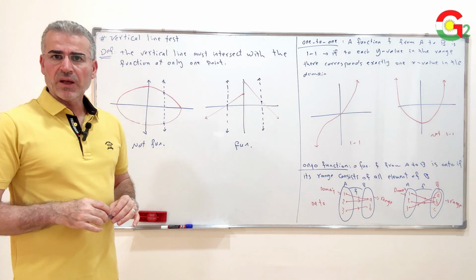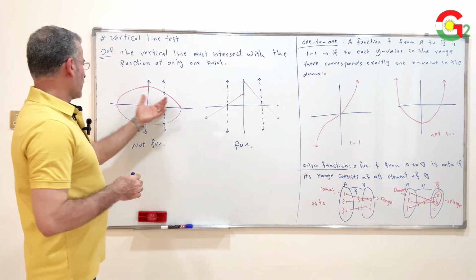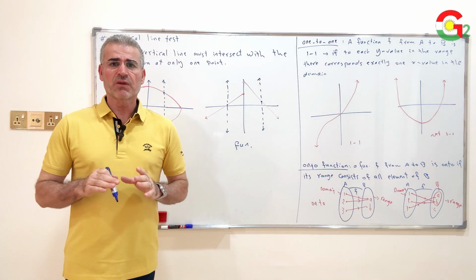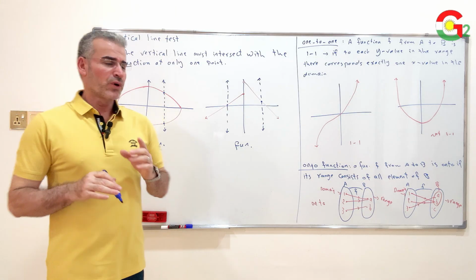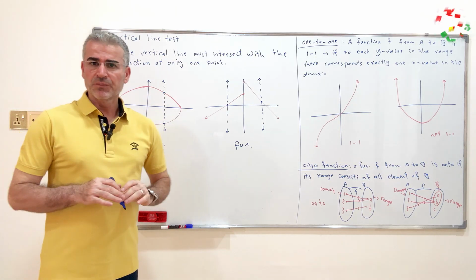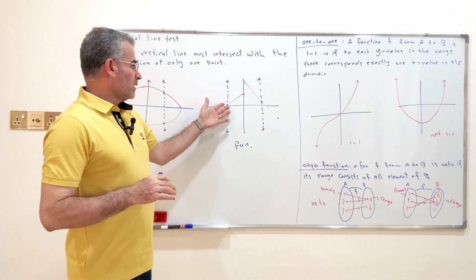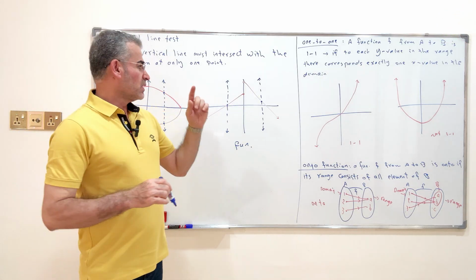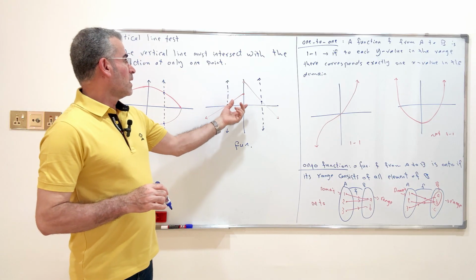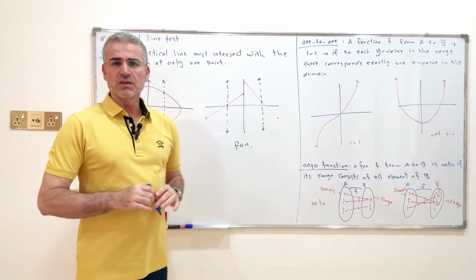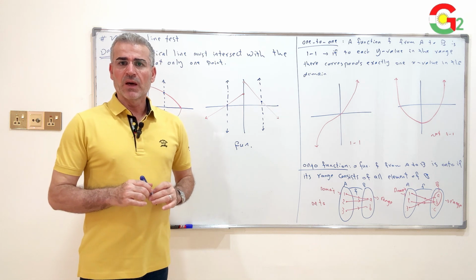a vertical line anywhere on the graph of the function. If the vertical line intersects with the graph of the function at more than one point, then this graph is not for a function. If the vertical line intersects with the graph of the function in only one point, then the graph is for a function.